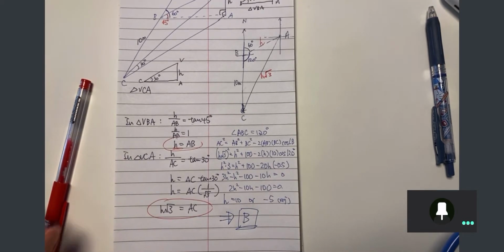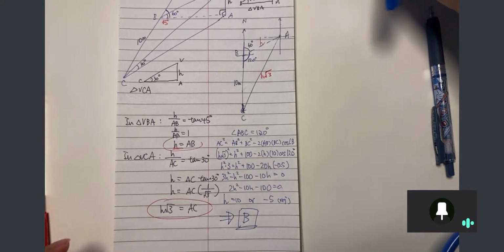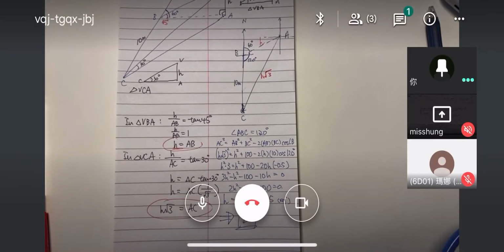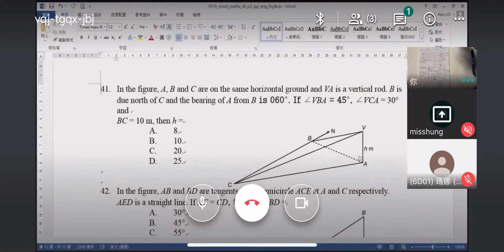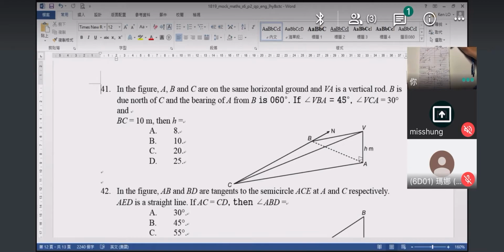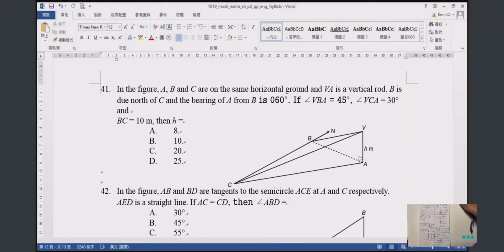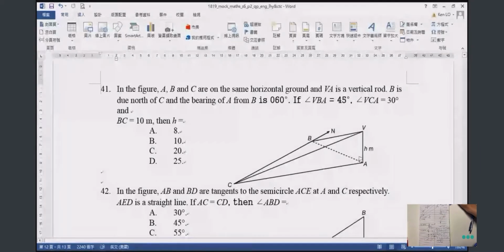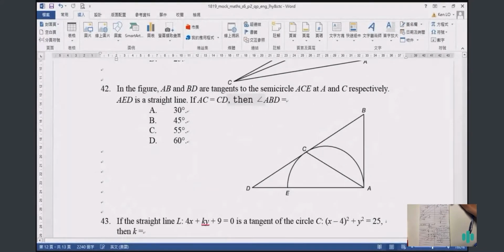Okay, so let's go to another question. Number 42. Number 42.